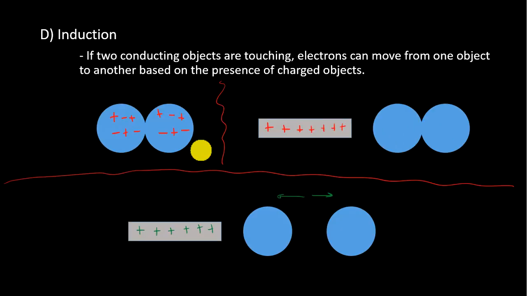Next one, induction, building on that. Let's say I have 2 neutral objects. Again, I have 3 pluses, 3 minuses, 3 pluses, 3 minuses. This time they're touching. And if they're conductors, they're metal, not only can electrons move around in the individual object, but it's like there's a bridge. Electrons could move across objects. So if I have this initially, and then I bring a very positively charged thing nearby, well, these 3 electrons might be like, hey, let's move over there.